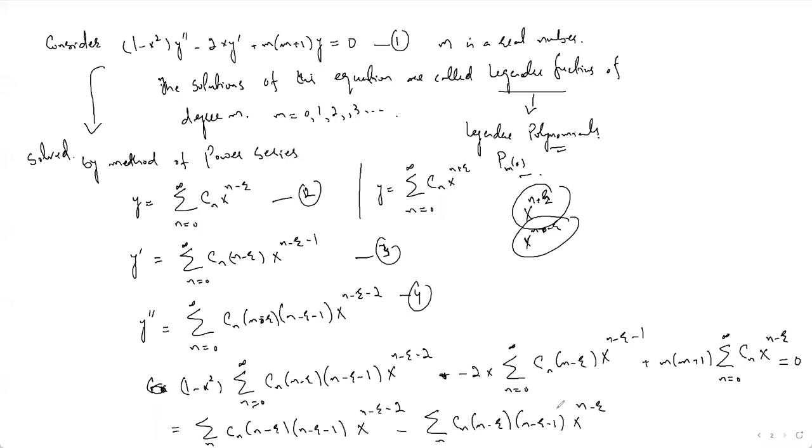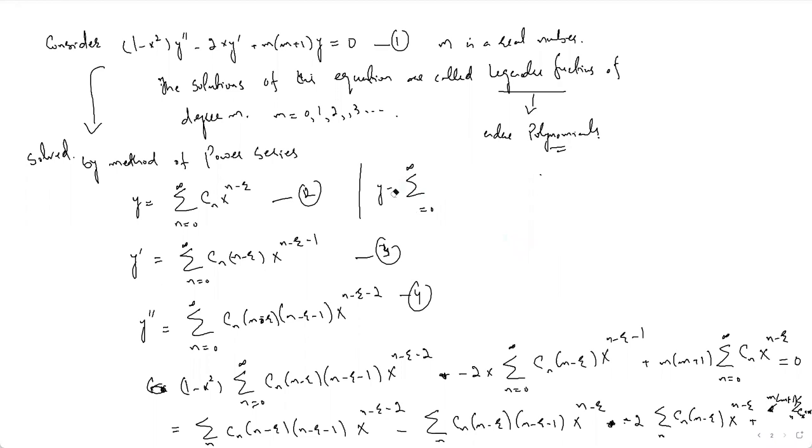Another term will be minus twice summation over n running from 0 to infinity of cn (n minus r) x raised to power n minus r, because x is multiplied to this term, plus m into m plus 1 times summation over n of cn x raised to power n minus r. This term will remain the same. Now let me write this equation here, and then I will shift to the next page, because I need to look at this particular equation.